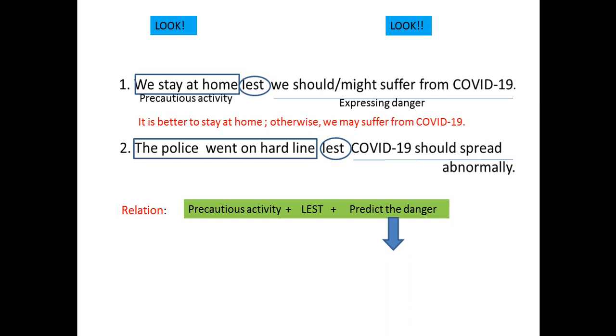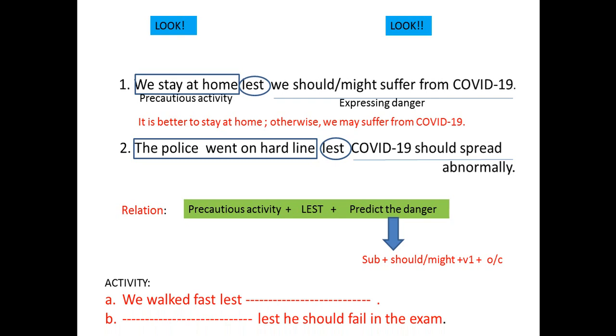So in case of the danger-expressing sentence, that means the second sentence that comes after lest, it has a special form pattern: subject plus should or might plus V1. Okay, so look at the examples. Whatever the sentence that comes first may be, the second one, that means the sentence that comes after lest, will remain the same.